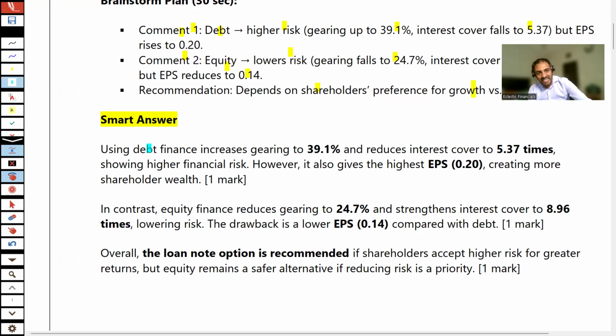Using debt finance, increasing gearing to 39% reduces interest cover to 5.37 times. That means high financial risk. However, EPS increases by 0.2, which means increasing shareholder wealth. With this statement, you will get 1 mark.